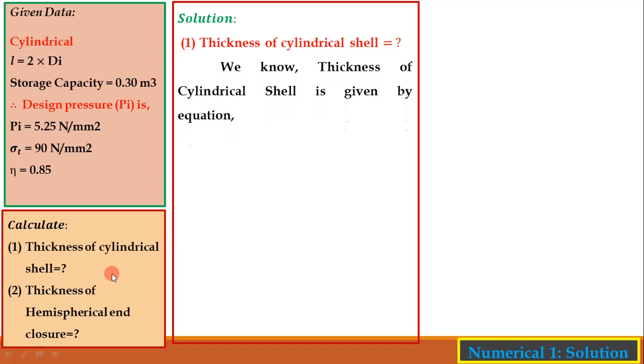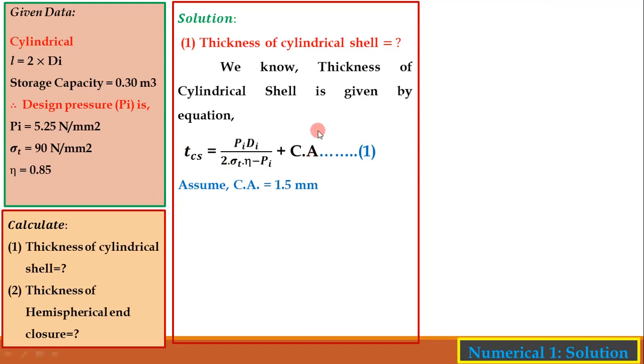We know that the thickness of a cylindrical shell is given by the equation TCS is equal to Pi di upon twice sigma T eta minus Pi, plus Ca. Equation number 1. Now in this equation, we don't know the value of di, and we don't know the corrosion allowance. We know sigma T, we know eta, and we know the design pressure Pi. Out of the two unknowns, di and Ca, first we'll assume corrosion allowance Ca is equal to 1.5 mm, as we discussed in the previous video lecture.